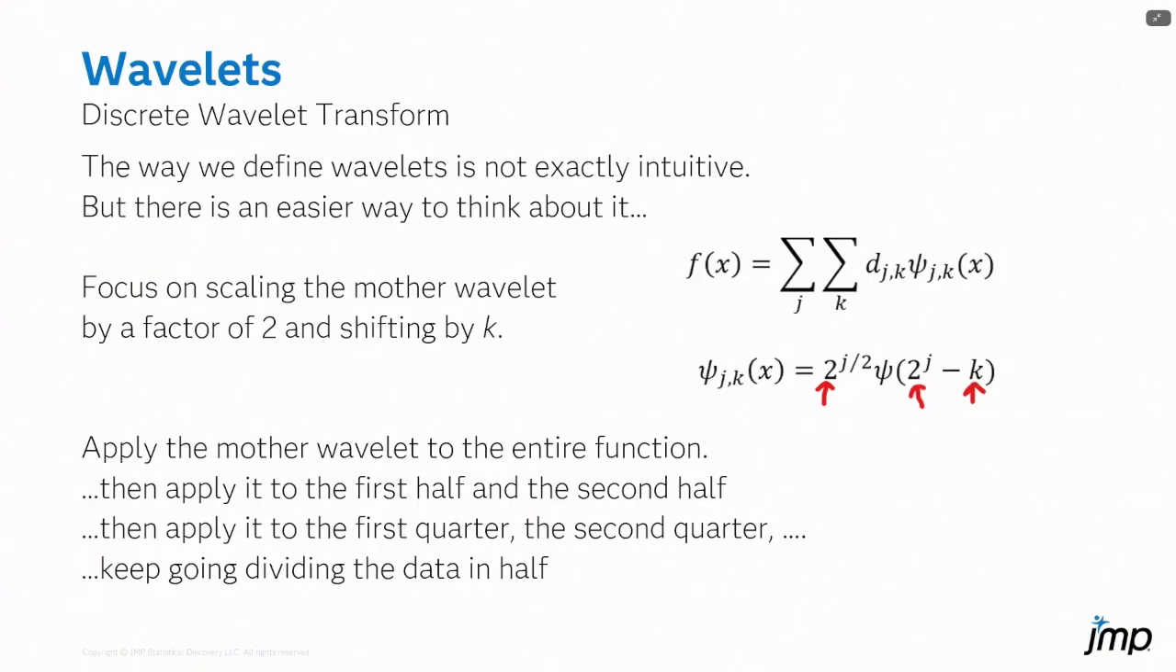So that's why I mentioned earlier, think of applying that mother wavelet function to the entirety of your data, right? Across the entire range of your data. And then split your data in half and apply the mother wavelet to the left and to the right. And then you just keep going, dividing the data in half until you just run out of data.